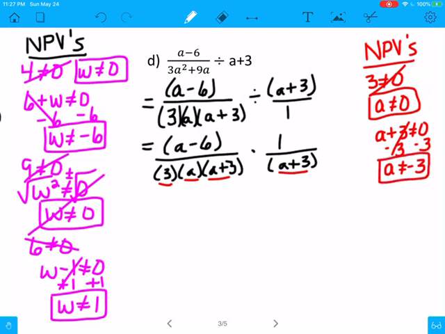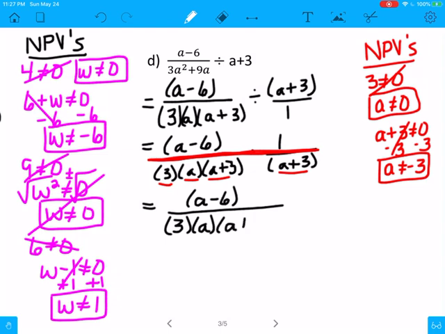And then I have an a, I can put these together. And then I have an a minus 6 in the top, and that's it. And I don't have an a minus 6 in the bottom, so I can't simplify it anymore. So I'm going to be left with a minus 6 in the top, and then 3a. And then I could go a plus 3 times a plus 3 and write it out like that. Or, because there's two of them, I can actually go a plus 3 raised to the exponent 2. And then I have a cannot equal 0 or negative 3.